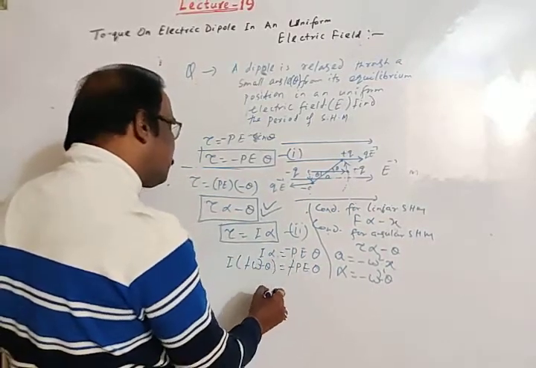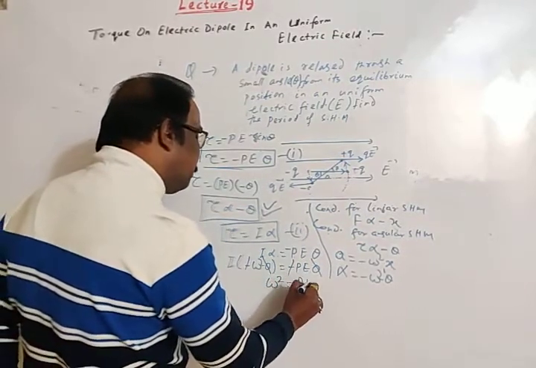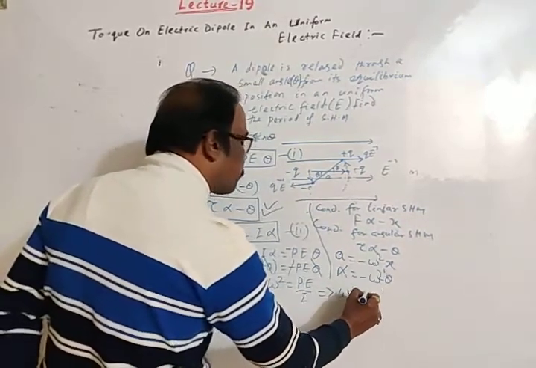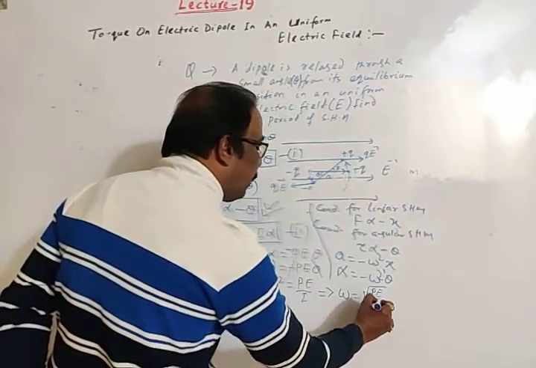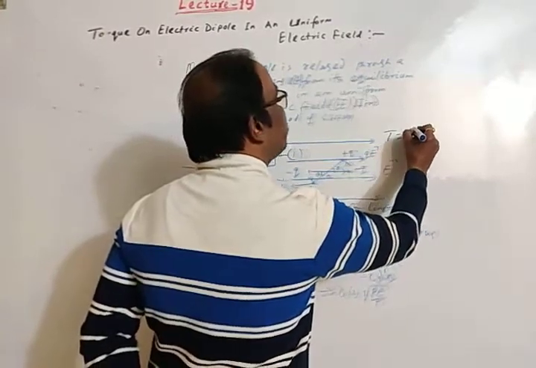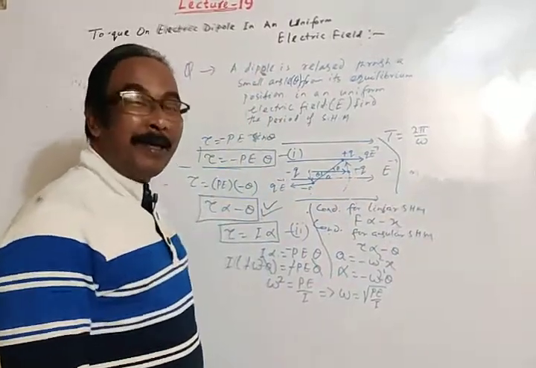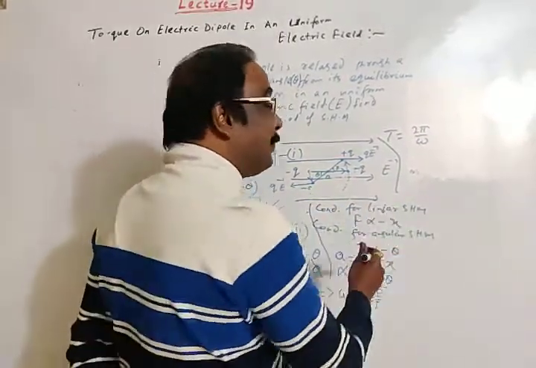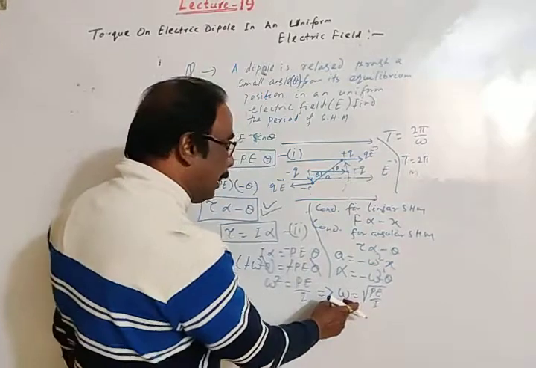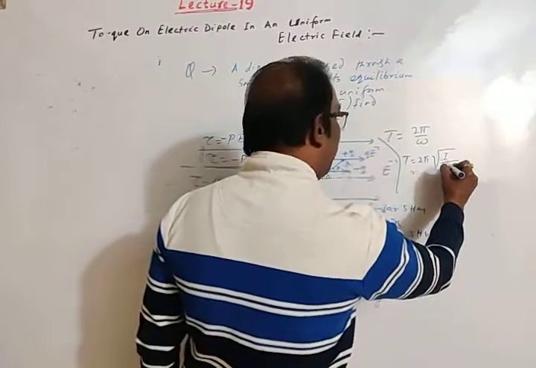Theta gets cancelled, and omega square is equal to PE by I. This implies angular velocity is square root of PE by I. And as we know, time period of vibration is 2 pi by omega, and time period of rotation is equal to time period of vibration. You know it from oscillatory motion. Then time period is 2 pi divided by omega. Solving it, you will get 2 pi square root of I by PE.